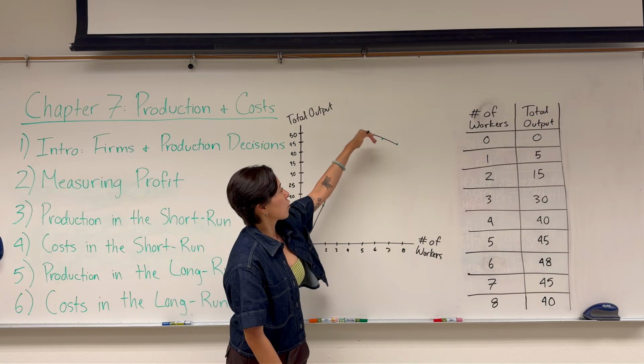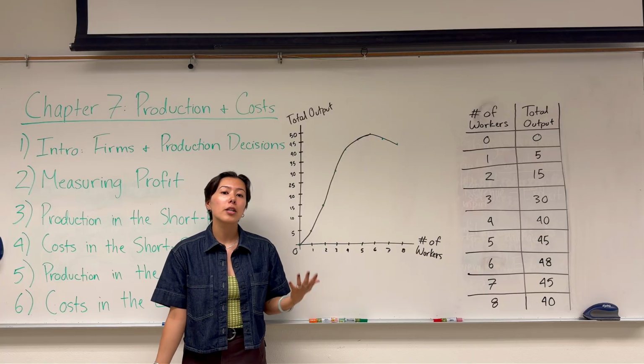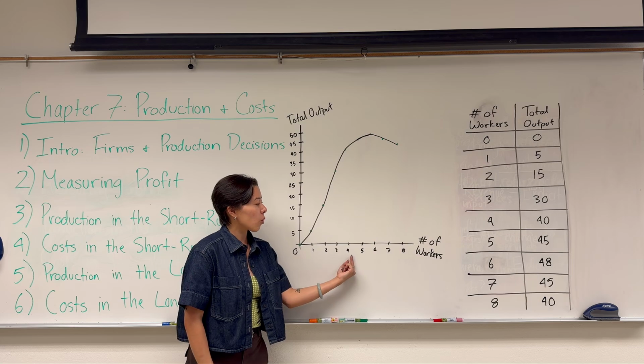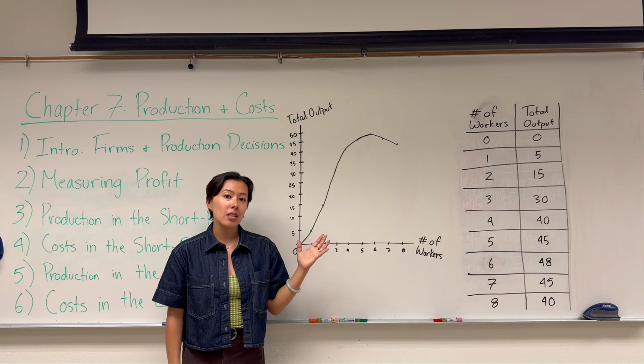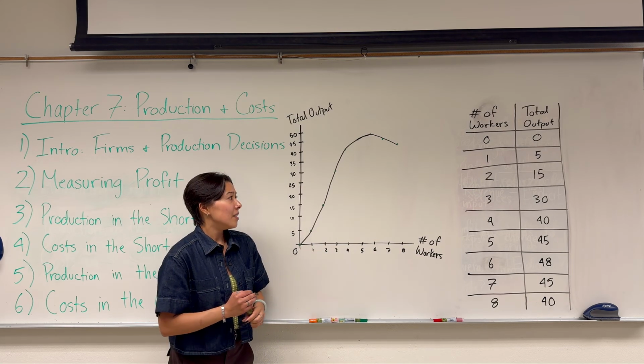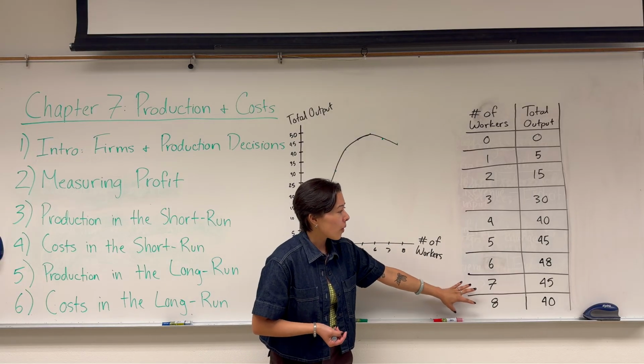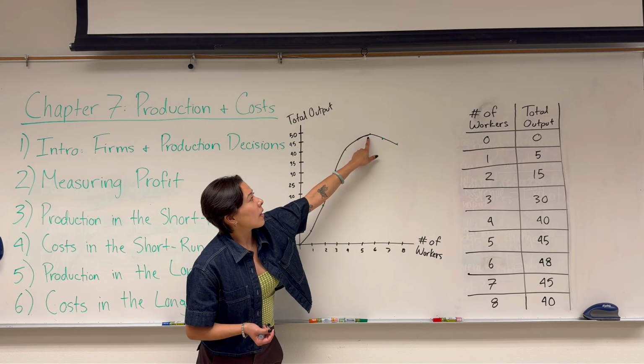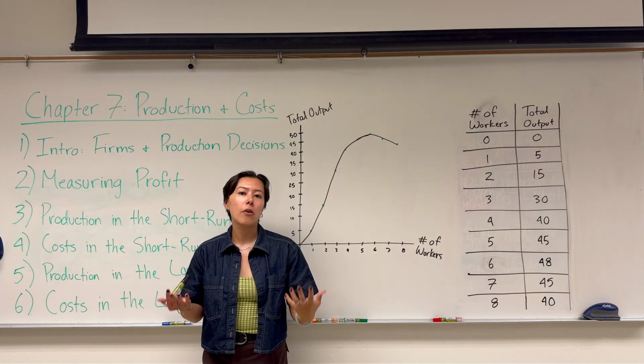So this kind of hill-shaped black line here is my short-run production function. So initially, as I continue to hire more workers, my total output is increasing. I'm happy. But eventually I reach a point, if I choose to hire this 7th worker or this 8th worker, where my total output is actually falling.